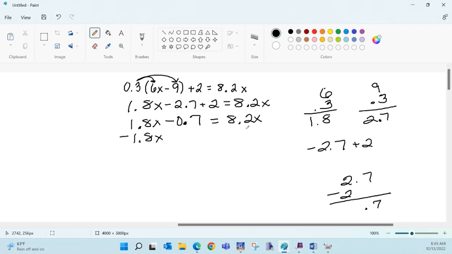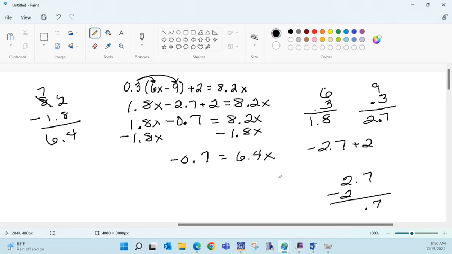Okay. So what you said was perfectly reasonable and can be done. It's usually just more difficult, right? So negative 0.7 over here. And then we're doing 8.2 minus 1.8. So don't forget, 6.4. So positive 6.4x. Then what? Divide by 6.4. Divide by 6.4.